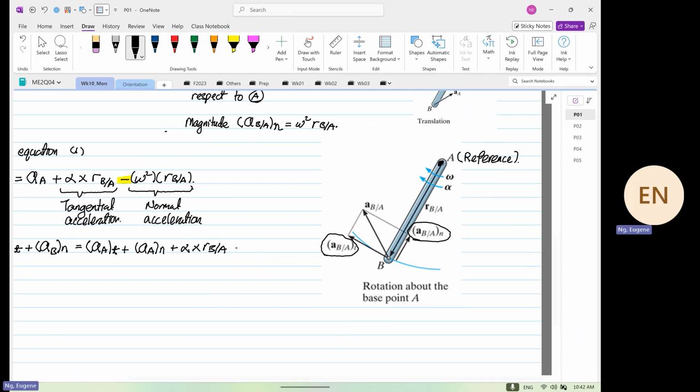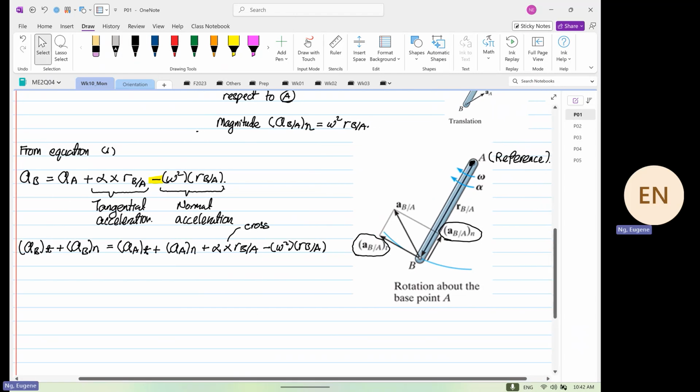Okay, and then this is minus omega squared RB. Now over here, this term is a cross. This is a cross. When we do an example, it's clearer.